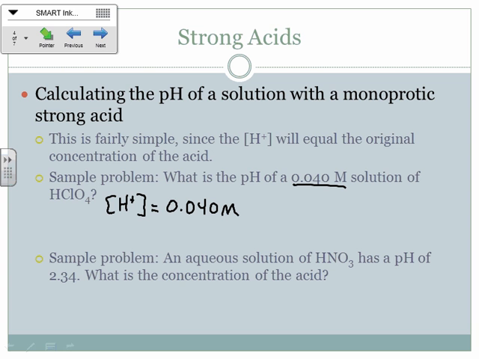So all you have to do here, pH is equal to what? Negative log of the H+ concentration, okay? So you take the negative log of 0.040, and that's going to give you your pH, which is 1.4.